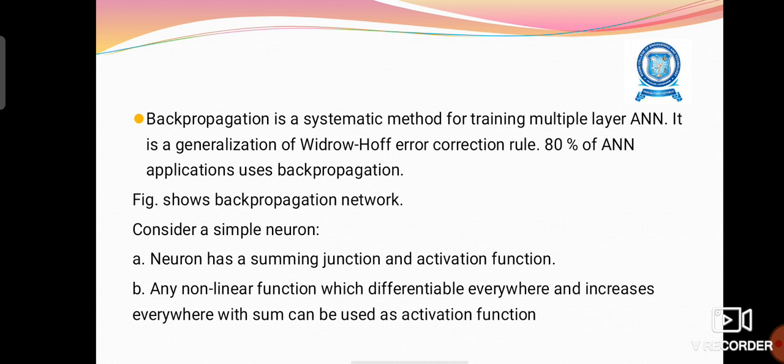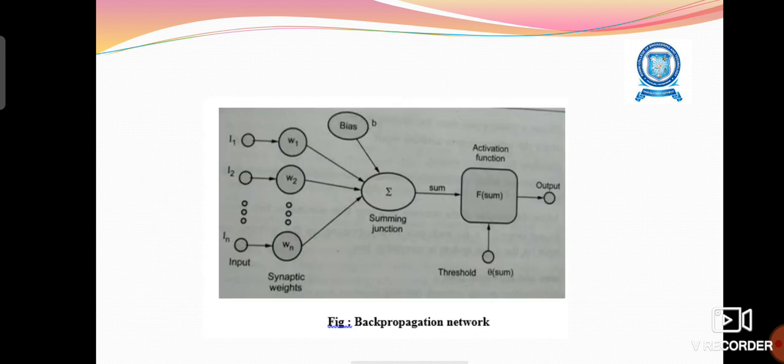Consider a simple neuron. A neuron has a summing junction and an activation function. Any nonlinear function which is differentiable everywhere and increases everywhere with sum can be used as an activation function. So this image shows the backpropagation network. The usual operation will be happening in the neural network.